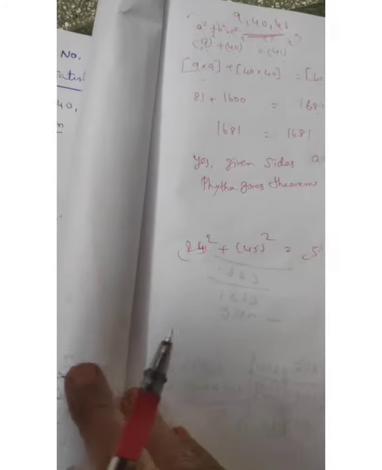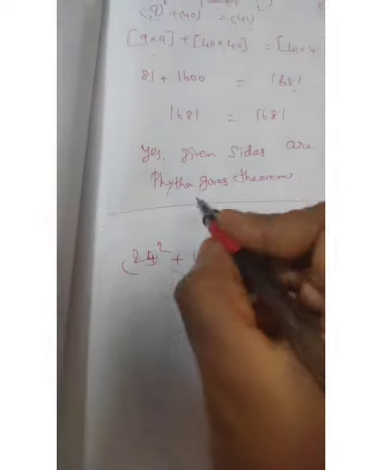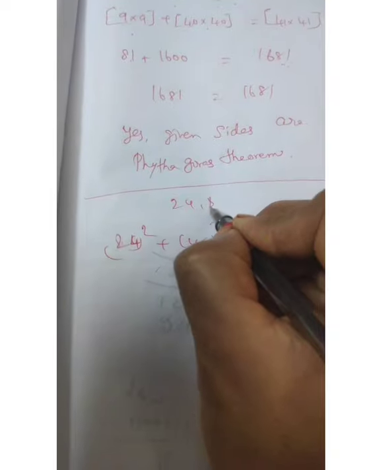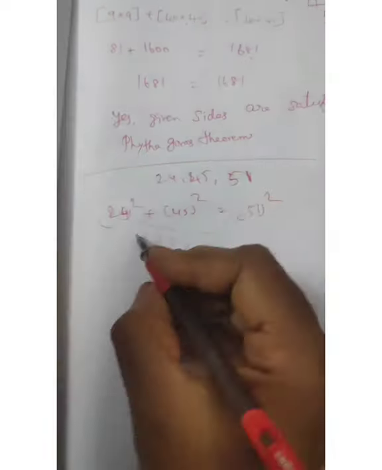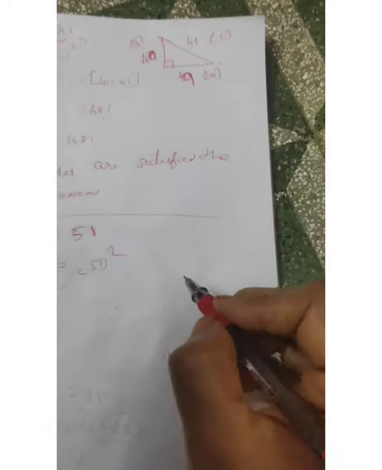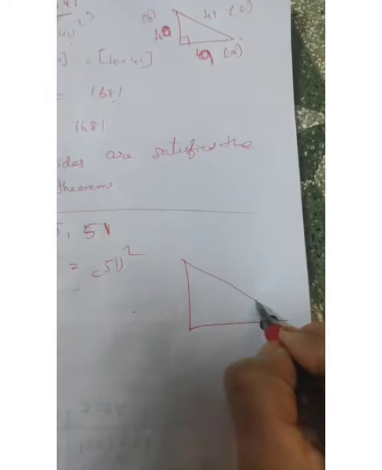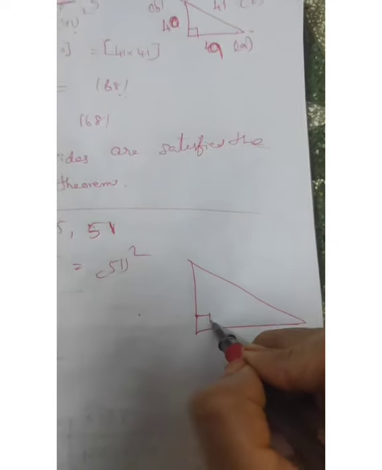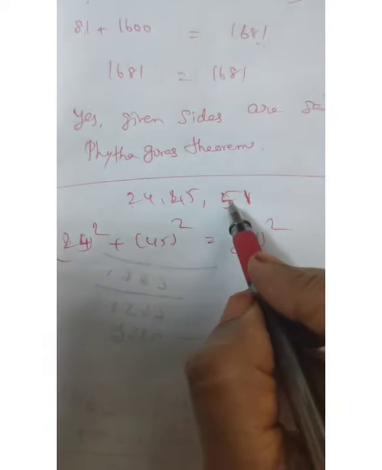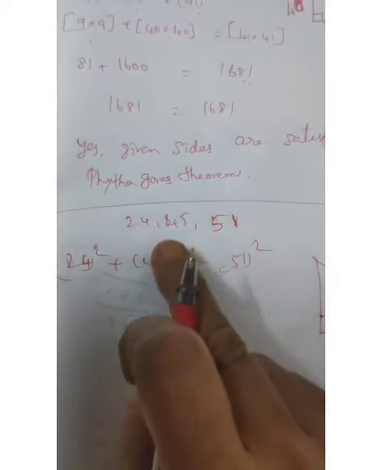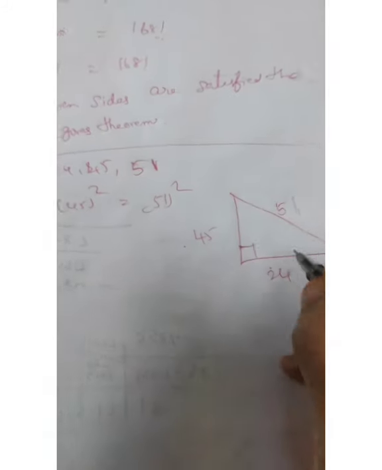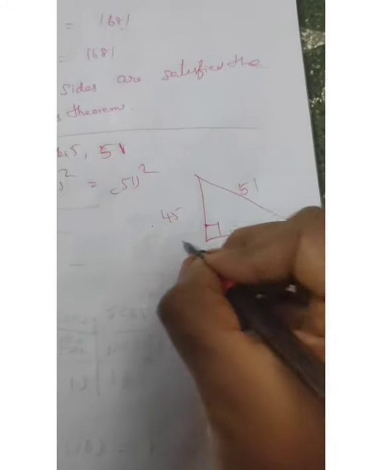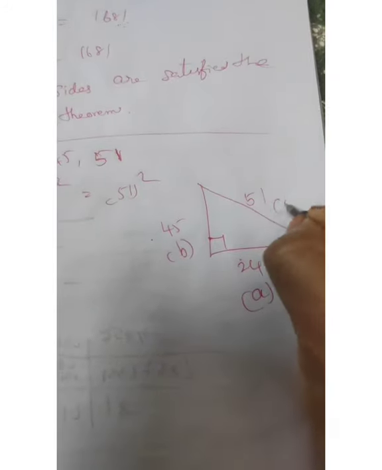Next question 24, 45, 51. This is the question. So draw a right angle triangle. Write the symbol first. This is the first work. Which one is the biggest number? 51. Write 51 here. 24 and 45 anywhere you write. Write 24 here and 45 here. This value is A, here you write B, there you write C.